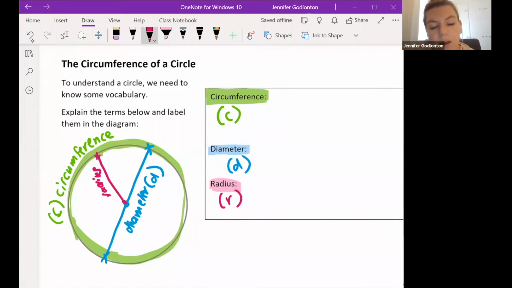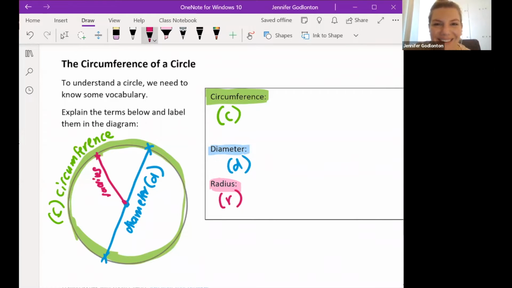What do you see would be the relationship between the radius and the diameter? What's the relationship between the radius and the diameter? Who thinks they can tell me? Burlington, yes. Burlington was here and then disappeared. Oh, there we go. Hi, Burlington. Can you tell me the relationship between them?